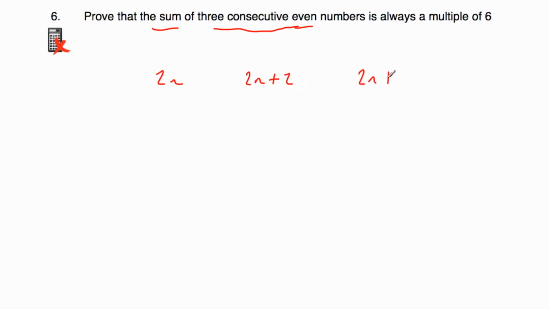And then we've got 2n plus 4. They would be 3 consecutive even numbers. And we want to prove that their sum, what we get when we add them together, is a multiple of 6. So let's add them together and see what we get.